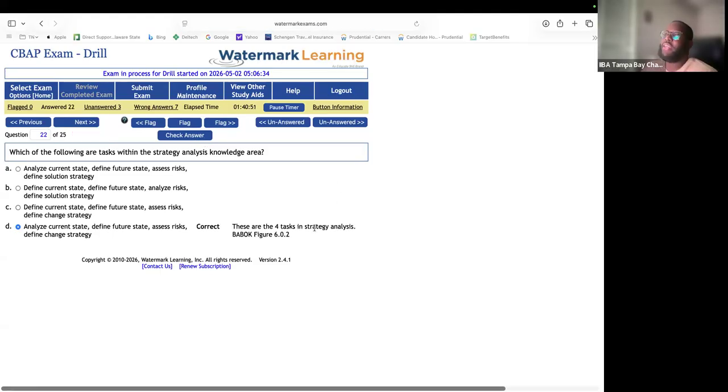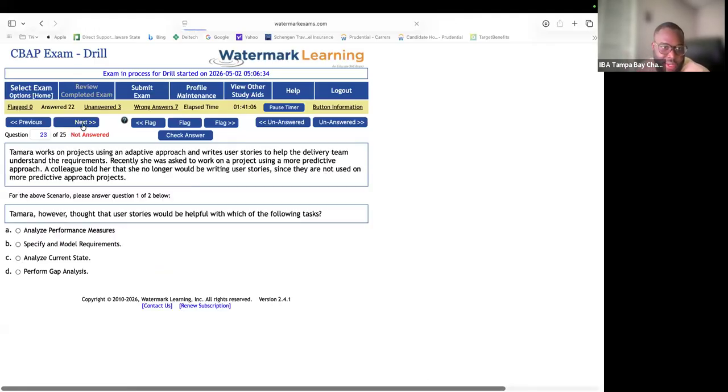And yes, those are the four tasks. Those can be tricky. So I really advise that if you have that question, take your time, because sometimes you will find that you know it and clearly you know it, but you might choose the wrong option on the screen. Next question.